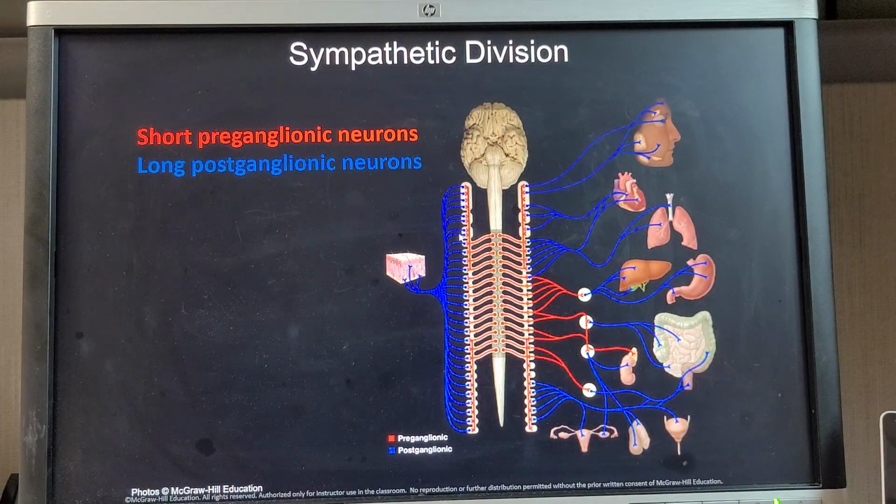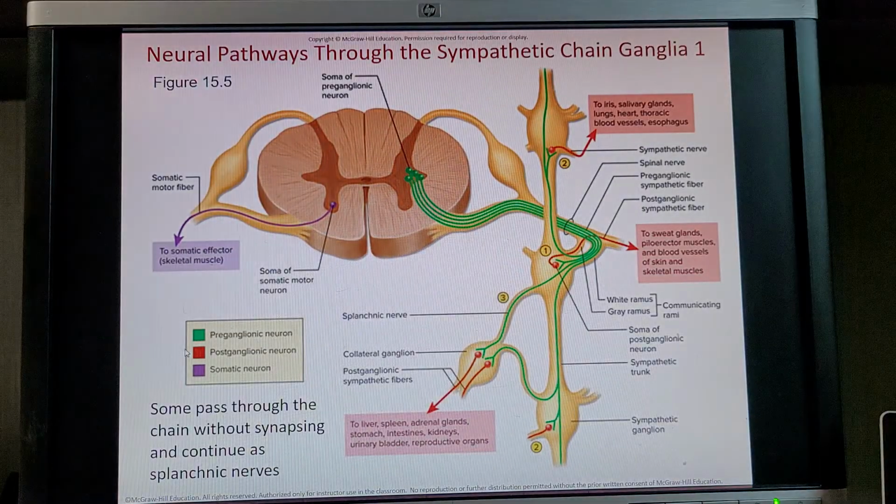So here, I'll leave this in just because it looks so good, seeing your short preganglionic fibers with your longer postganglionic fibers, so that comparison is more easily seen in here. So that's why I keep it there. So red one being the preganglionic, the blue ones being the longer postganglionic.